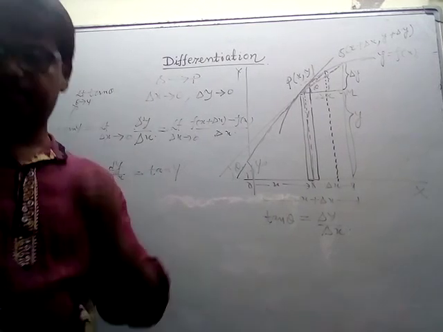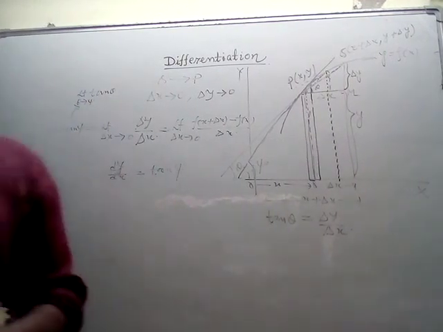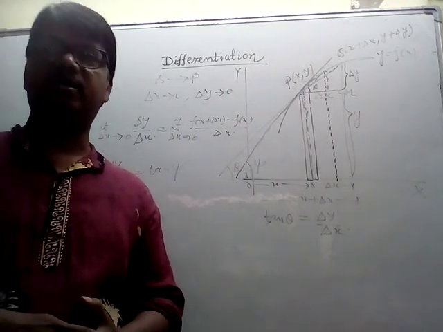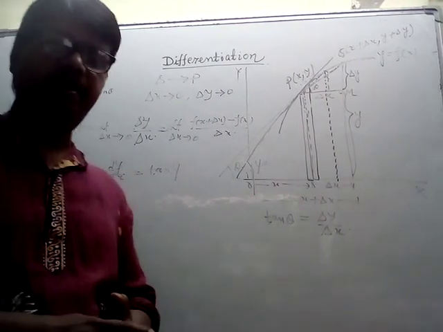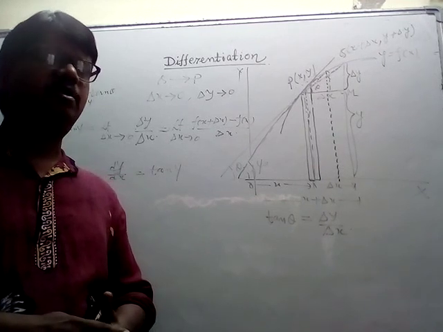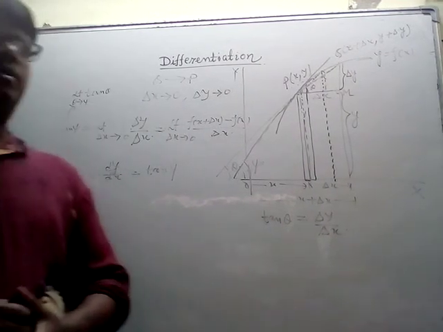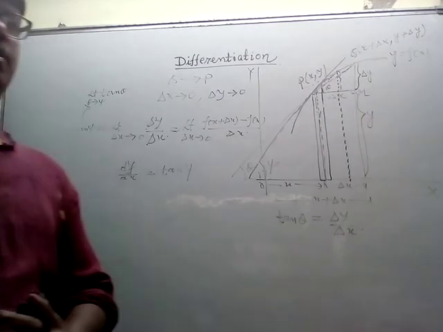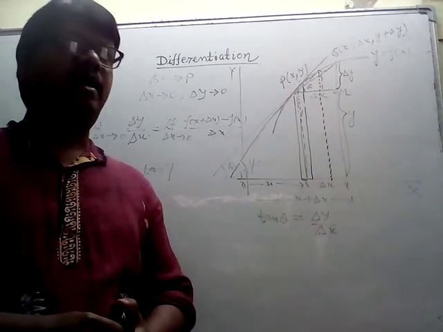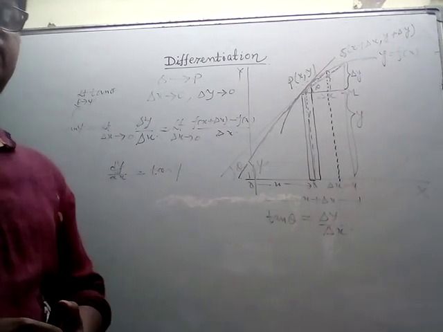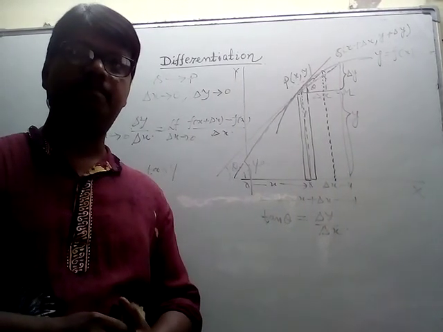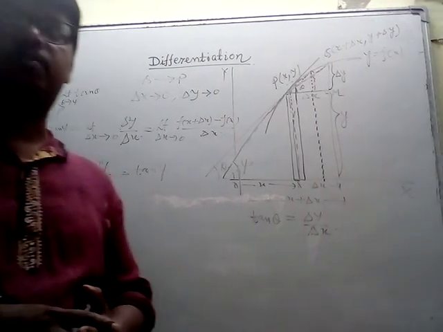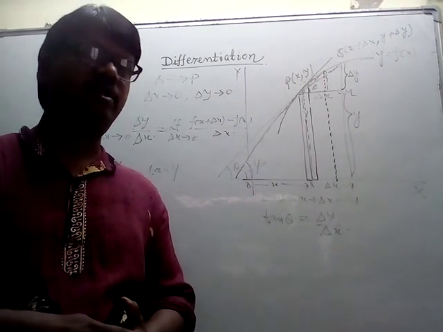So, when we have to find the equation of a tangent at some point on the curve, we first have to calculate the derivative at that point. If we know the derivative and we know the point, we can apply y minus y1 equals m into x minus x1, the equation of a tangent. For the value of m, we will put the derivative at that point.